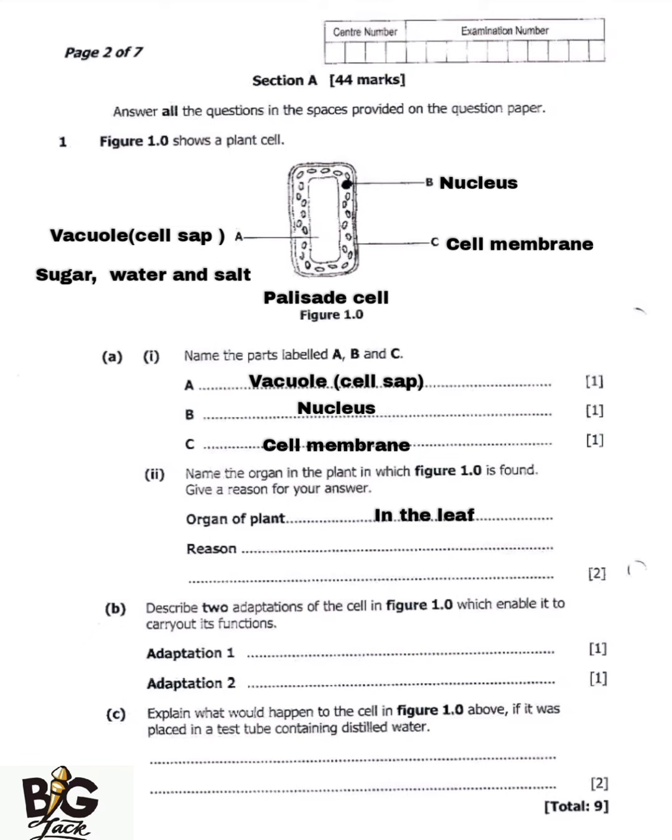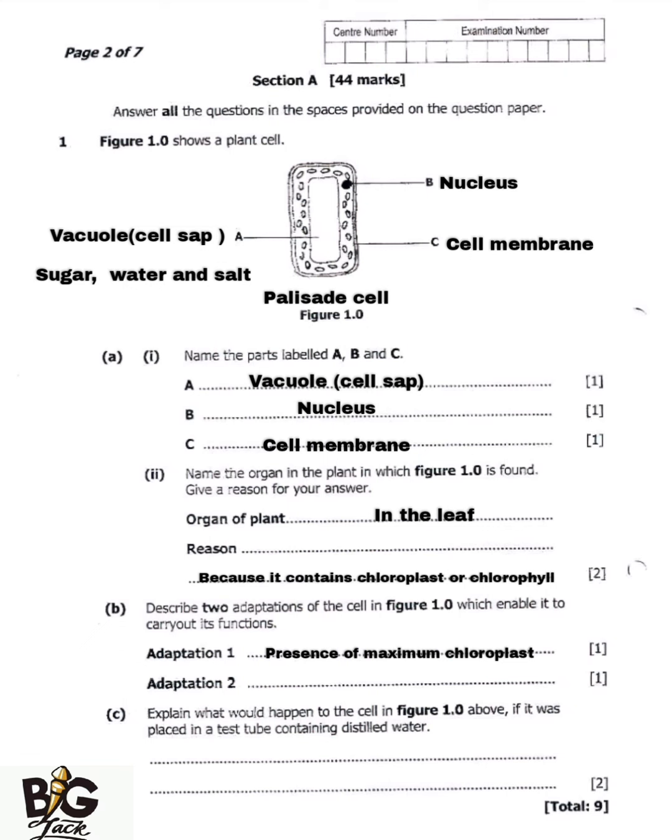The leaf is an organ. Then the reason why I've said this is found in the leaf is because it contains the maximum chloroplast. Okay. Then question B is saying, describe two adaptations of the cell in figure 1.0 which enable it to carry out its functions. So as for adaptation number 1, I'm going to say presence of maximum chloroplast. Let me say this palisade cell contains maximum chloroplast. That enables it to perform its function.